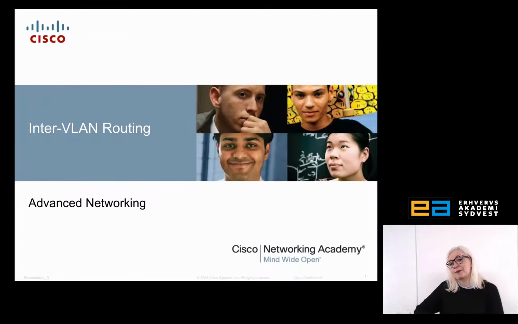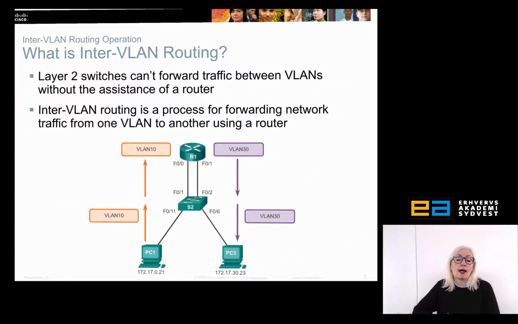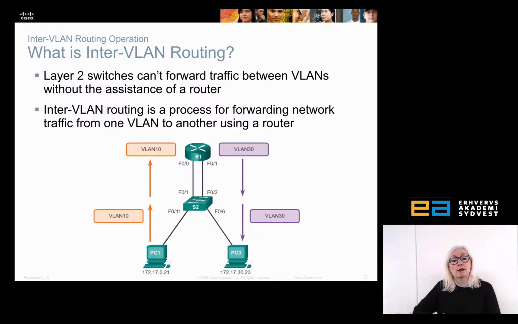Hi, today I'm going to talk to you about inter-VLAN routing and see the possibilities we have if we want the VLANs to communicate with each other. Because when we are setting up VLANs in switches, they are not able to communicate from one VLAN to another. On layer 2, this is impossible. So we need some kind of layer 3 device to be able to get the different devices on different VLANs to communicate with each other.